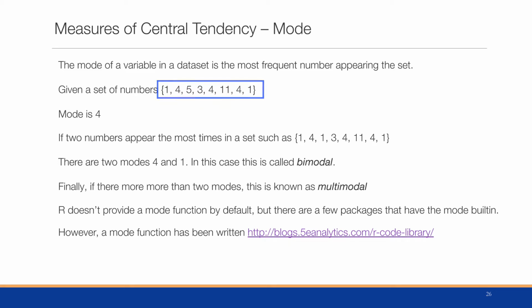If two numbers appear the most times in a data set, such as in this data set the numbers 4 and 1 appear most frequently, we say that the data set is called bimodal. If we have more than two modes, then it's going to be known as multimodal. Now, R doesn't provide a mode function by default, but a few packages have the mode built in. And what we've done is we've provided a mode function for you here at the blog's 5eanalytics.com in the R code library.